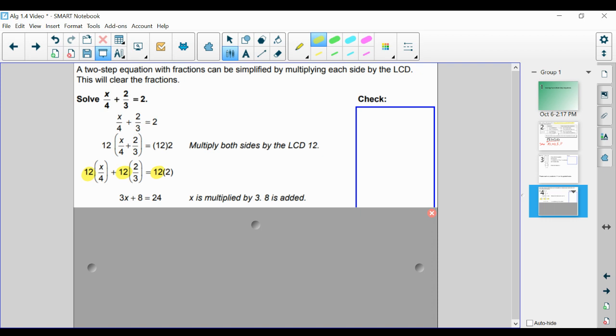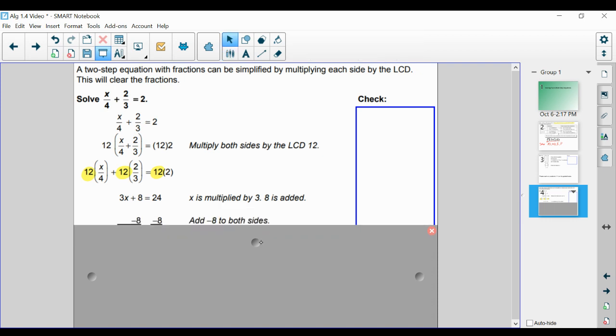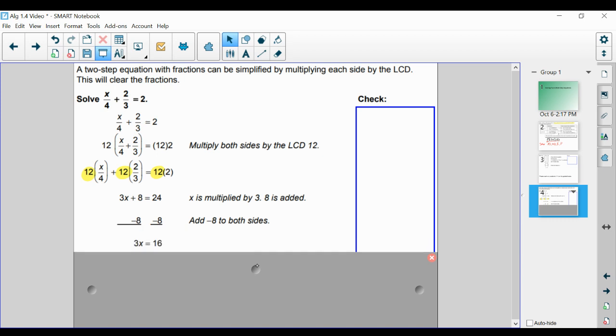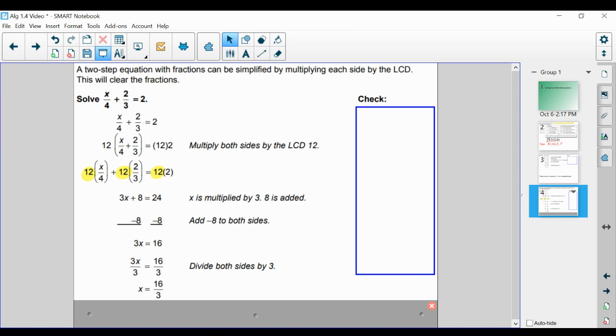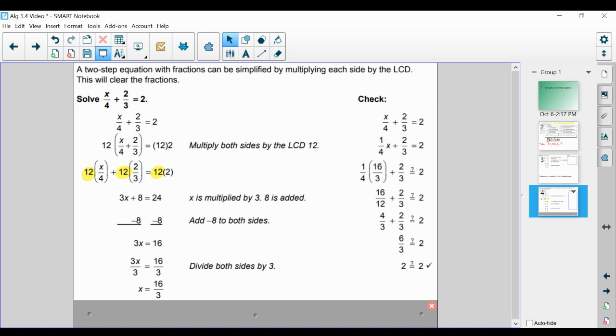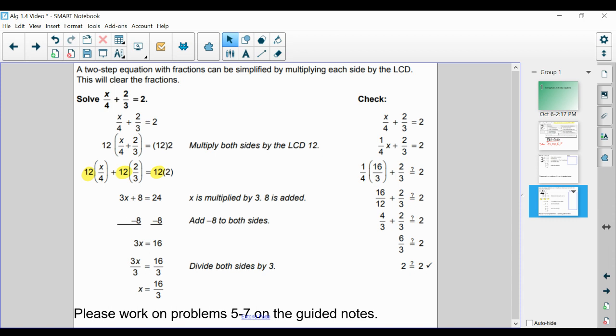We're going to work backwards in our order of operations. We're going to subtract 8 or add negative 8 on both sides. We get 3x is equal to 16. Now we're going to divide both sides by 3, and we get 16 over 3. As always, you know it, we're going to check. We're going to plug in our answer to verify and make sure that it works. And we do get a true statement, which means our answer is correct. Awesome. With this in mind, please work on problems 5 through 7 on the guided notes.